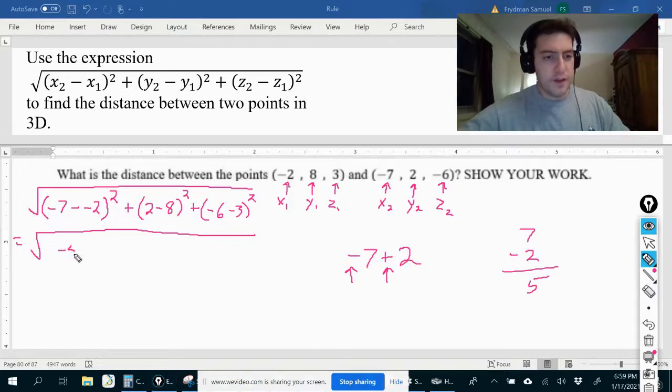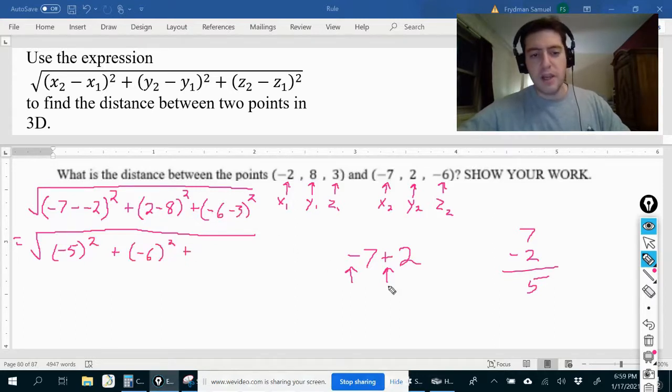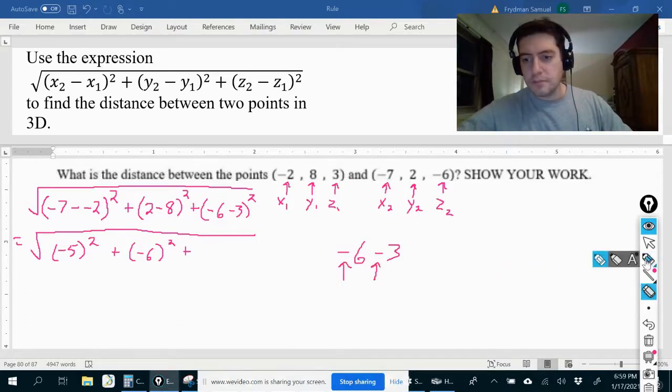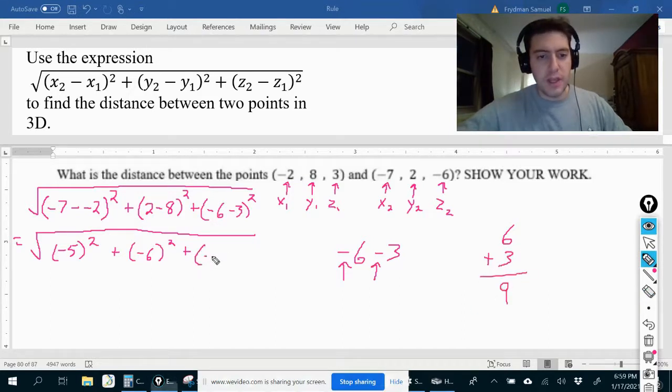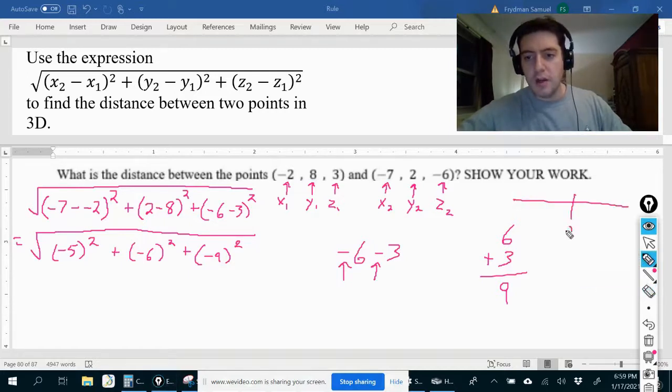So we have -5 squared over here, plus 2 minus 8 is -6, and we'll square that, plus -6 minus 3. So if the symbols are the same, then what we do is we add and keep the symbol, so that would be a -9. And again, it makes sense if you think about a number line. If I start at -6 and then subtract 3, so I go 3 spaces to the left, then I would end up at -9.